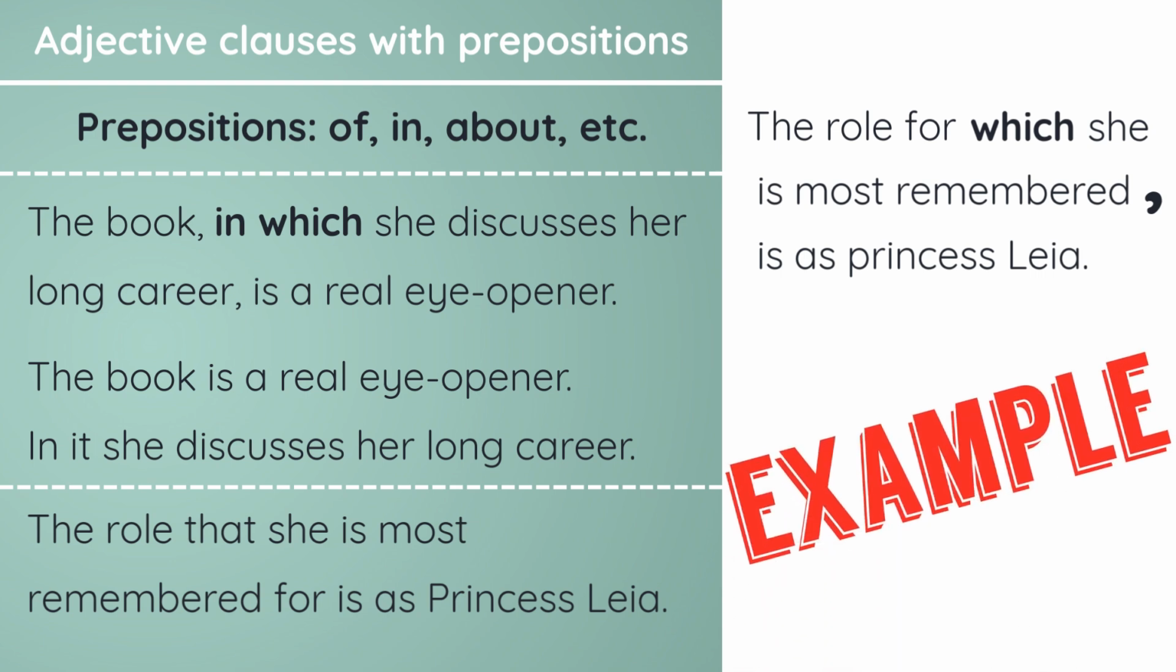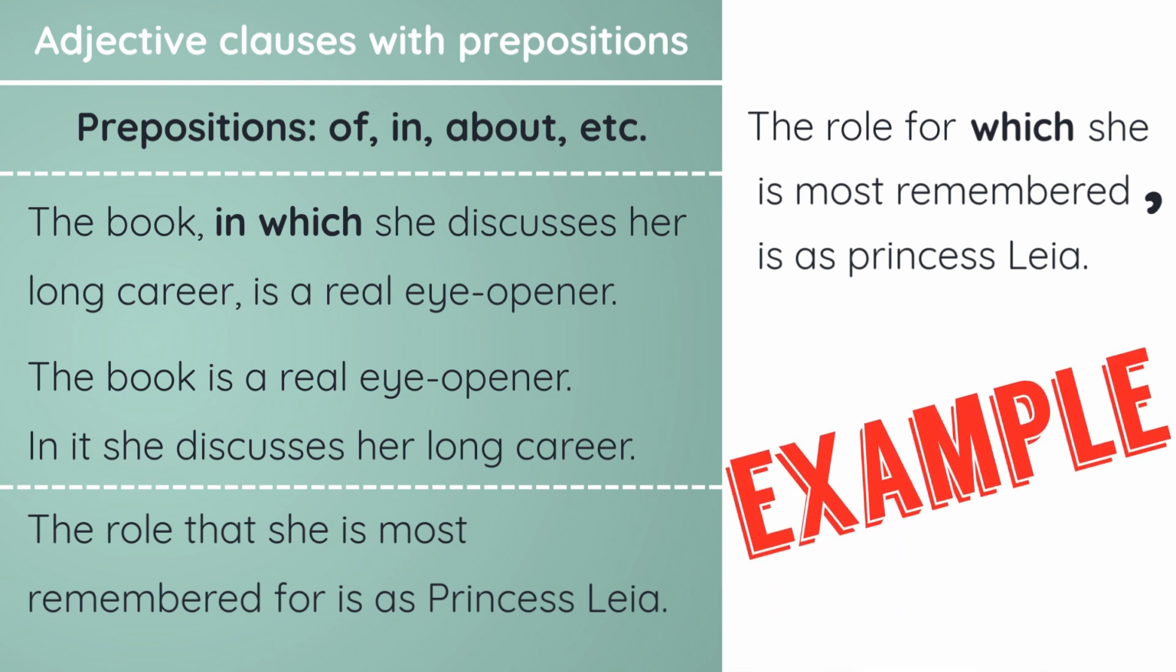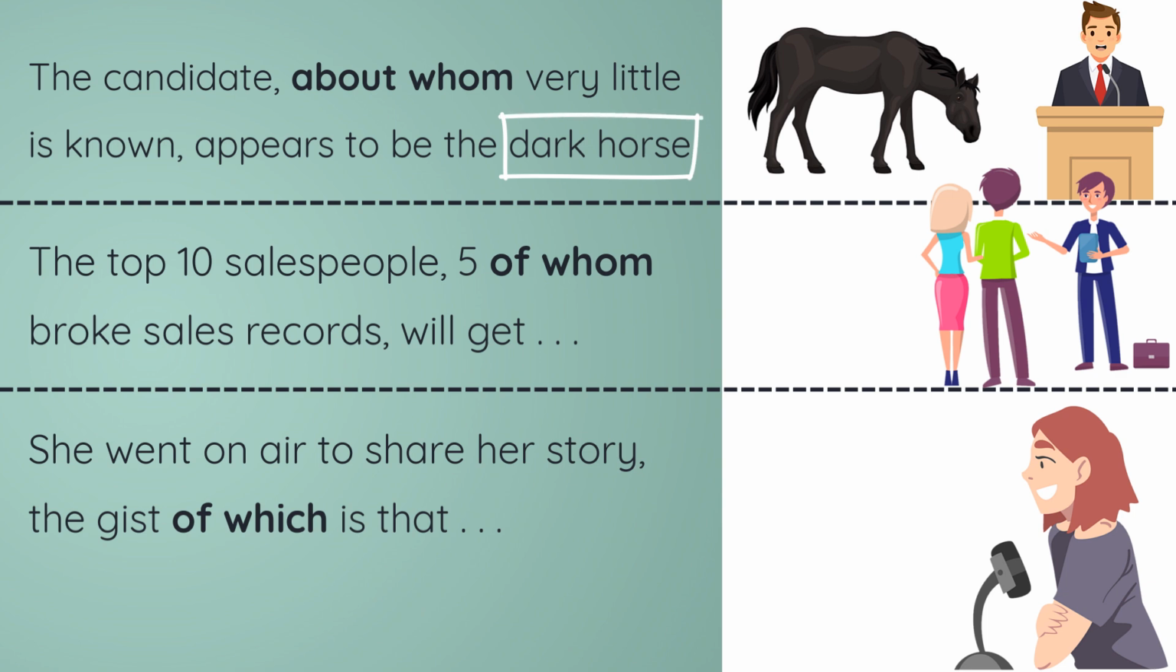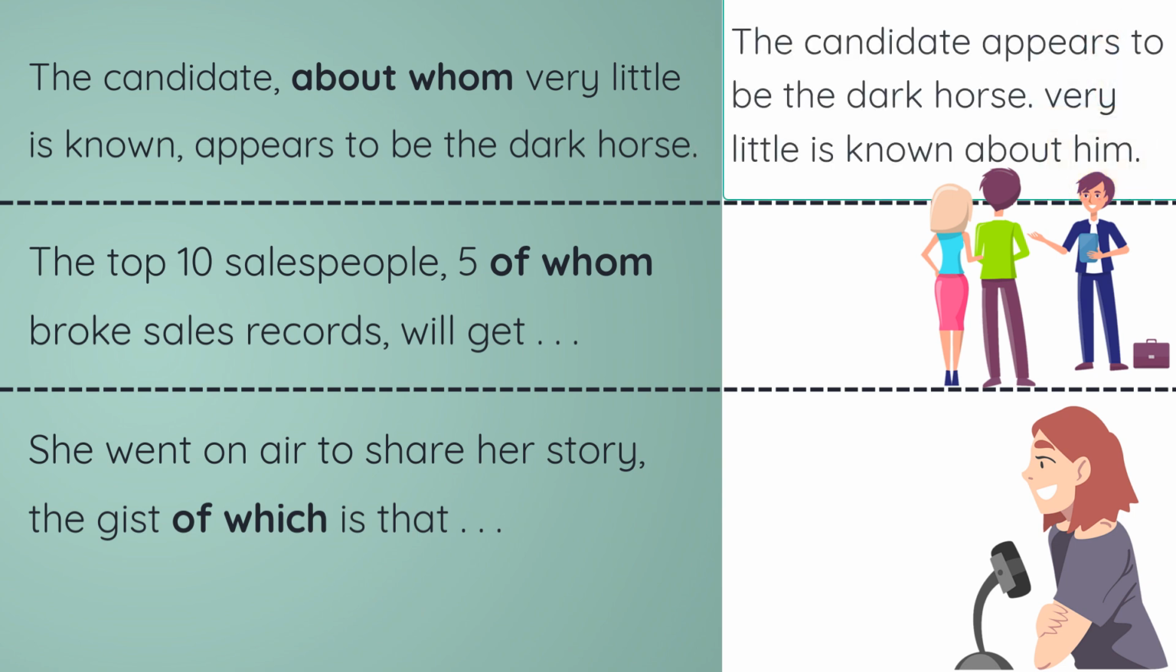Okay? We are going to look at a few more examples just to make sure you understand. The candidate, about whom very little is known, appears to be the dark horse of the race. The dark horse means the one that nobody really expected to win. The candidate appears to be the dark horse. Very little is known about him. So first of all, what I did: very little is known about him, about him was at the end. I moved it to the beginning.